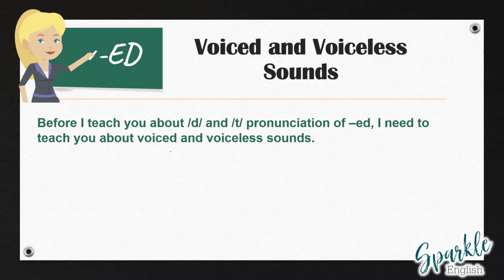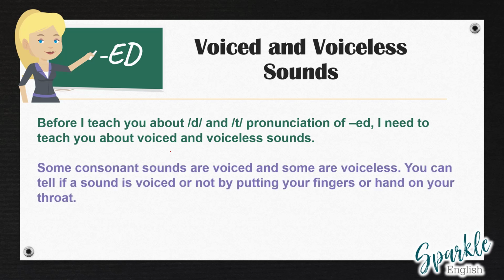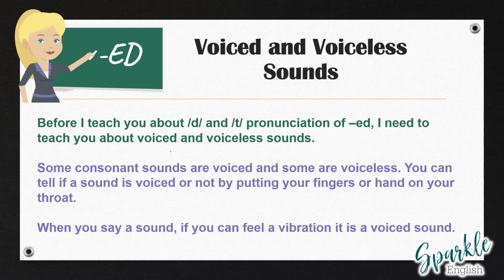So before I teach you about the d and t pronunciation of ed, I need to teach you about voiced and voiceless sounds. You might wonder why, but that has to do with when we know when to use a d pronunciation and a t pronunciation. Some consonant sounds are voiced and some are voiceless. You can tell if a sound is voiced or not by putting your fingers or hand on your throat. When you say a sound, if you can feel a vibration, it is a voiced sound.